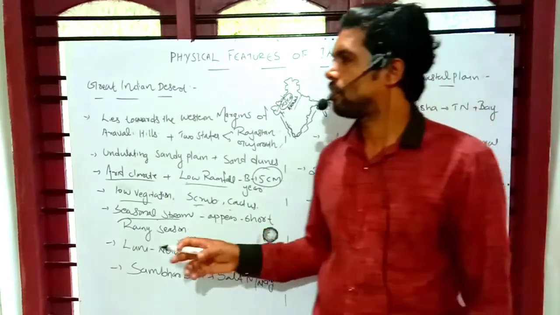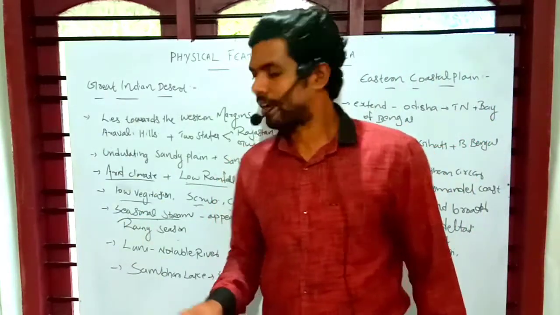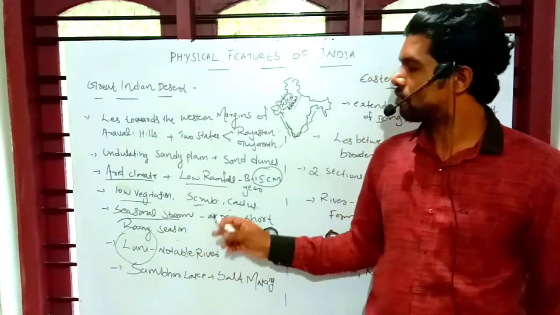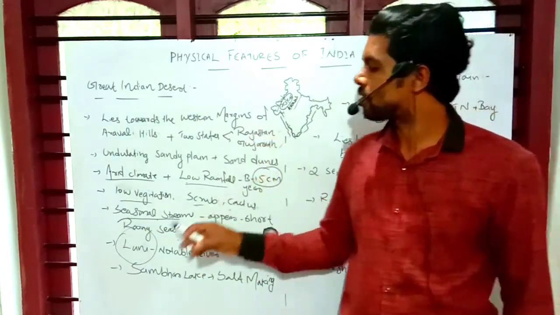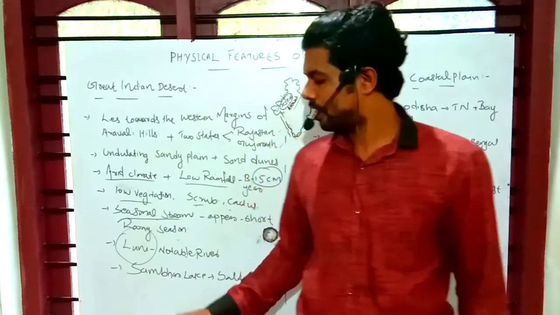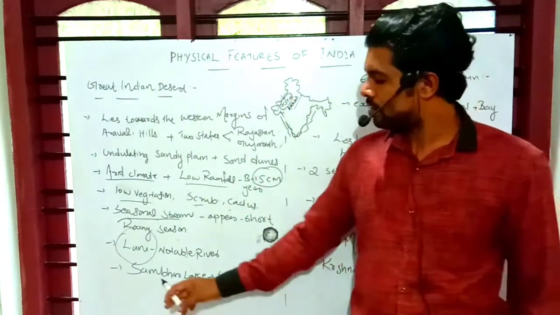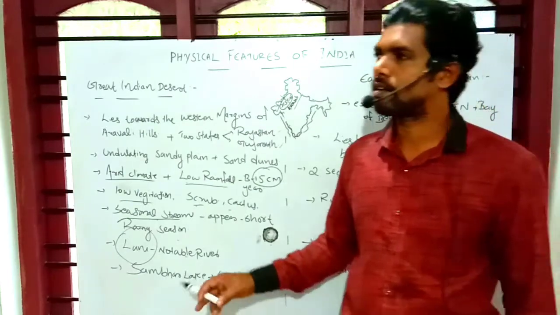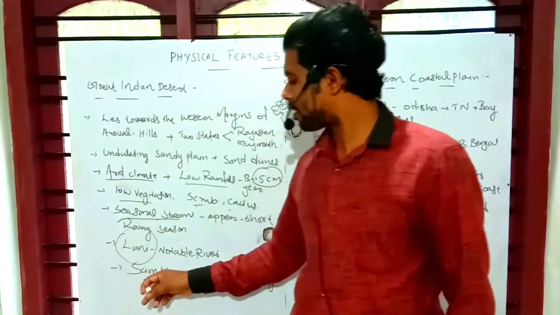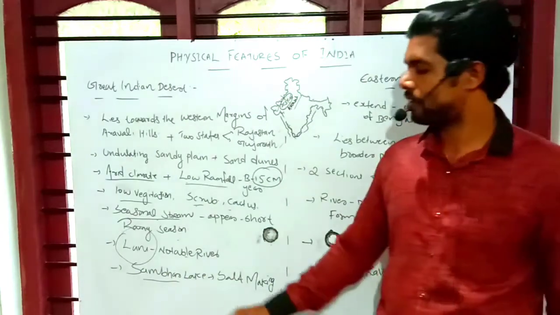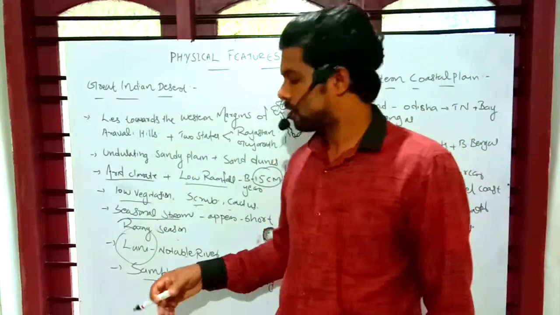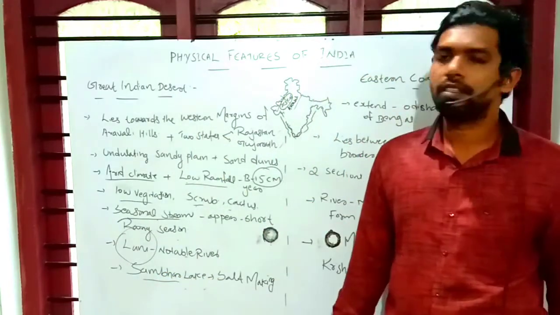In that part, we can see one river flowing. That river is commonly called the Luni River, the notable river in the Great Indian Desert. And in that part, we can see one lake, Sambhar Lake. It is the salt making lake in India, in the Great Indian Desert part.